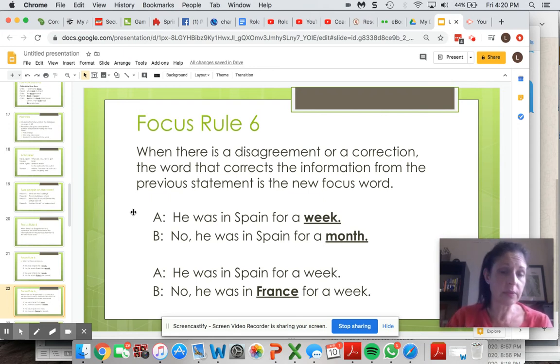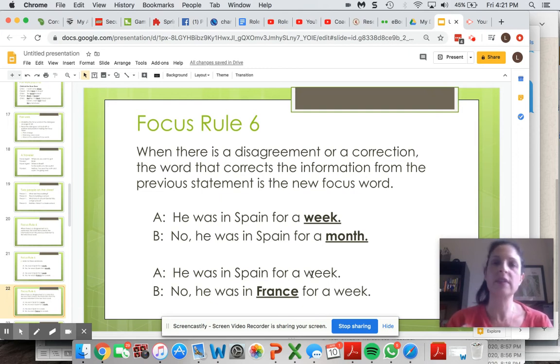Example number 2. He was in Spain for a week. I should have underlined week in that one. He was in Spain for a week. No, he was in France for a week. So France is correcting Spain.